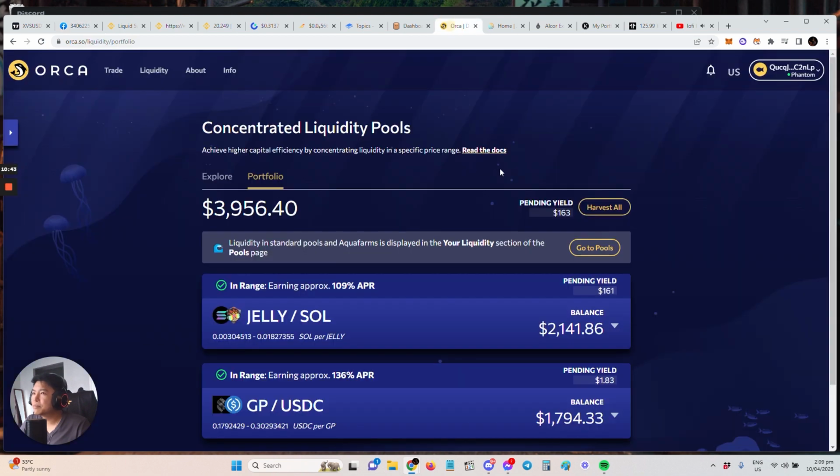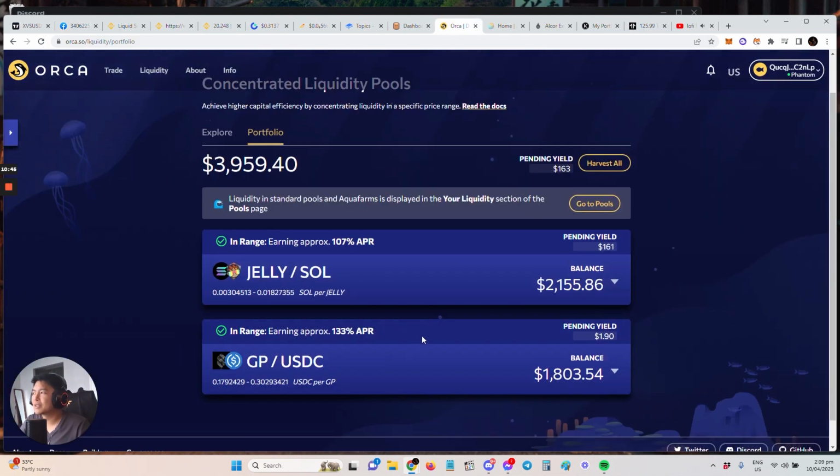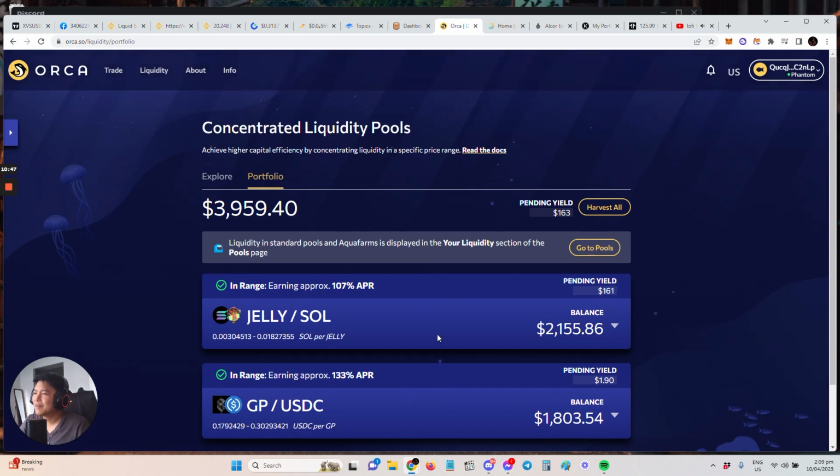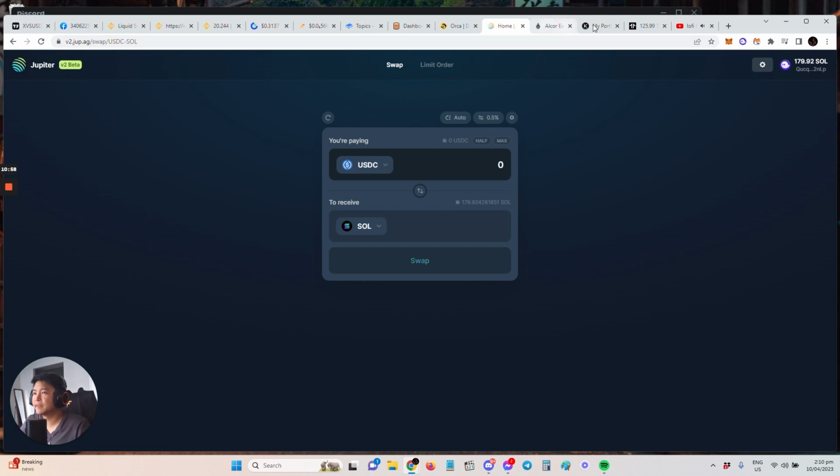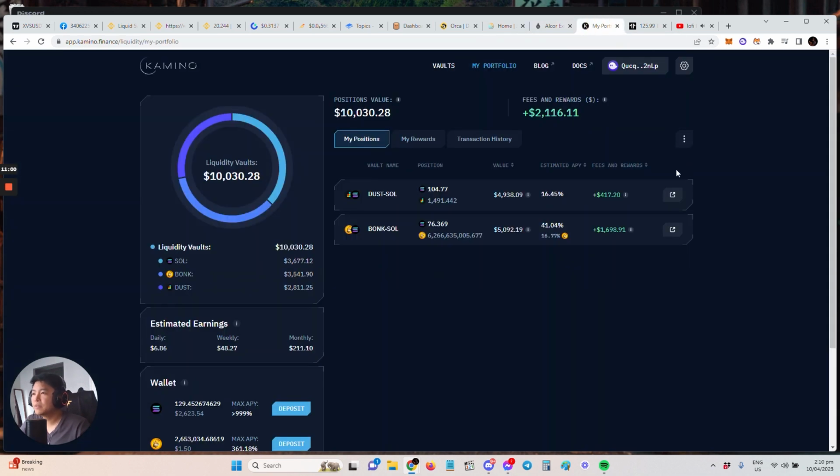Other assets I put into, these are not exactly shitcoins, but kind of like shitcoins na rin to. Mga high conviction plays. So these are in the decentralized protocols in Solana. So I have here Orca. I also use Kamino. So ito yung mga protocols that I use in Solana.